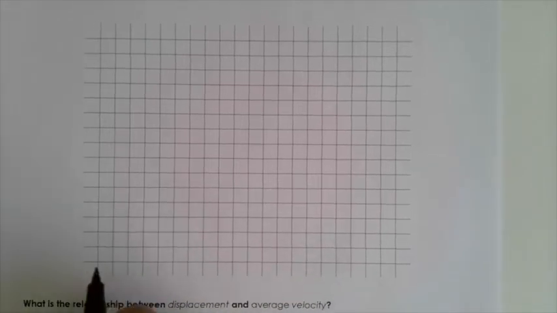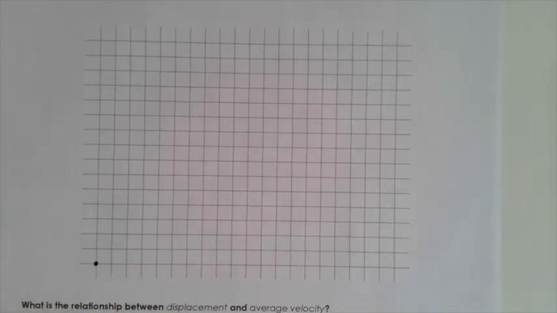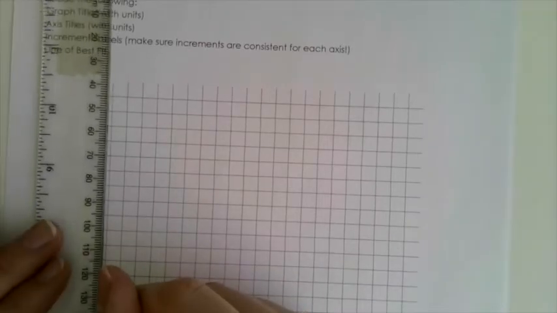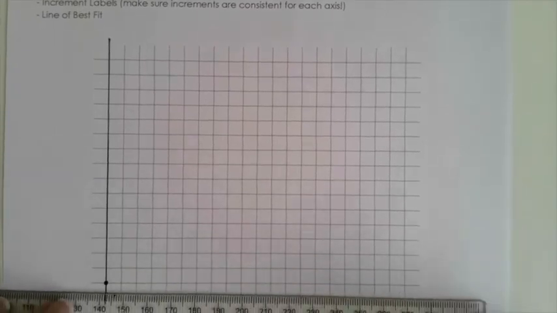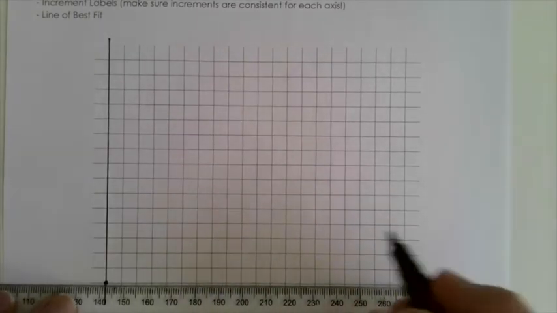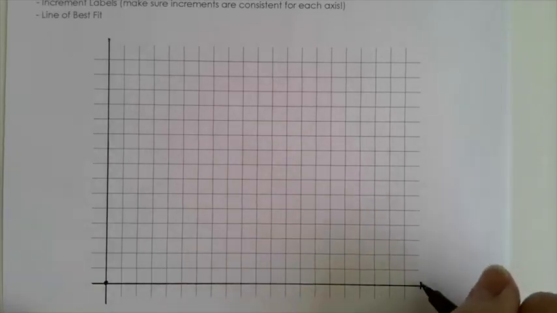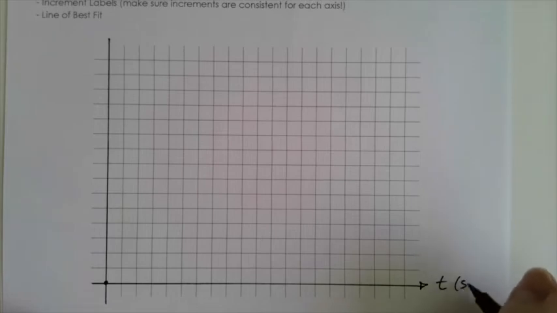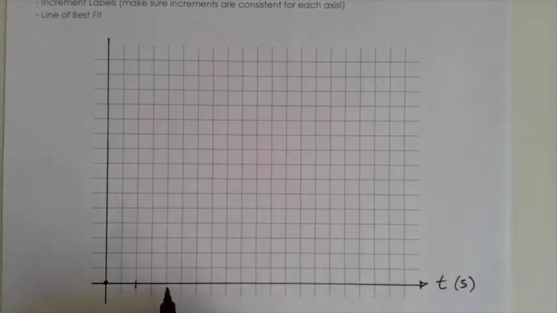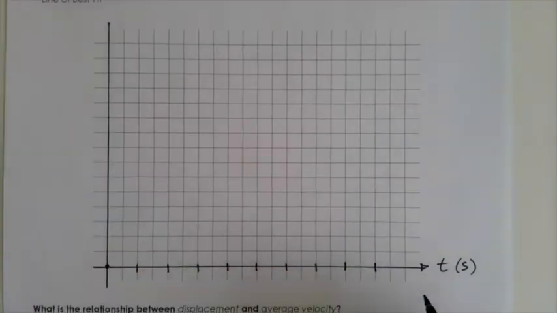That'll fit really nicely. So that means that we're going to start here with our origin. Grab a ruler to help you. Here's our time axis. We're measuring in seconds, and we're going to go 1, 2, 3, 4, 5, 6, 7, 8, 9 seconds. You can label each increment, but you don't have to.